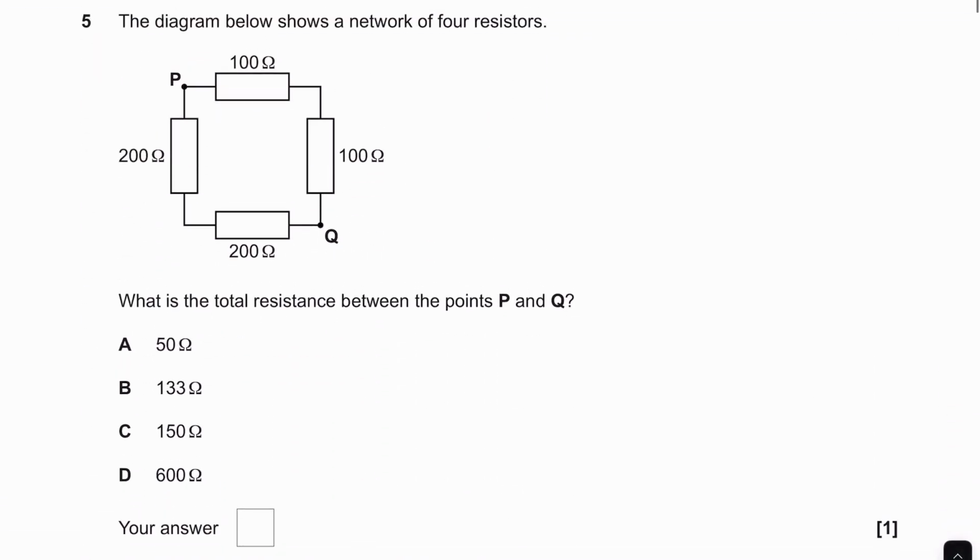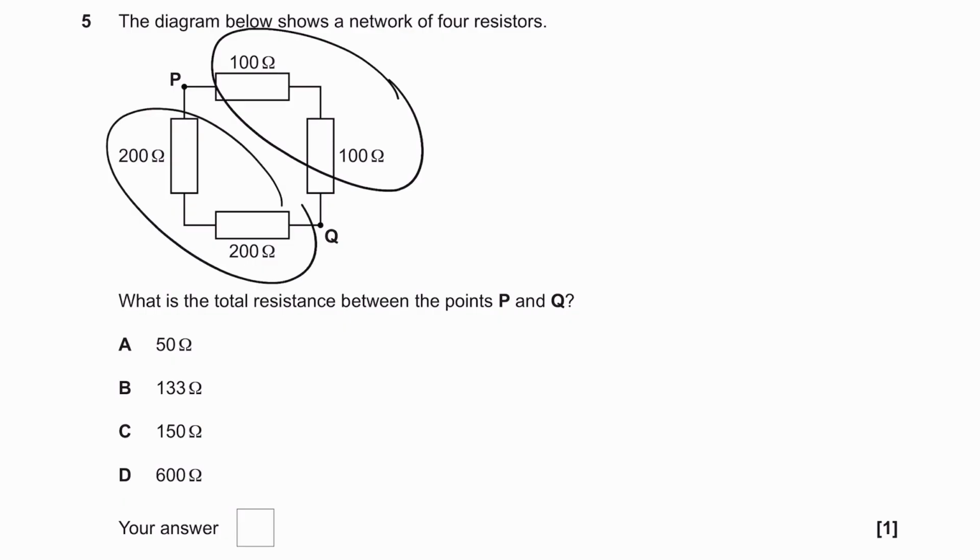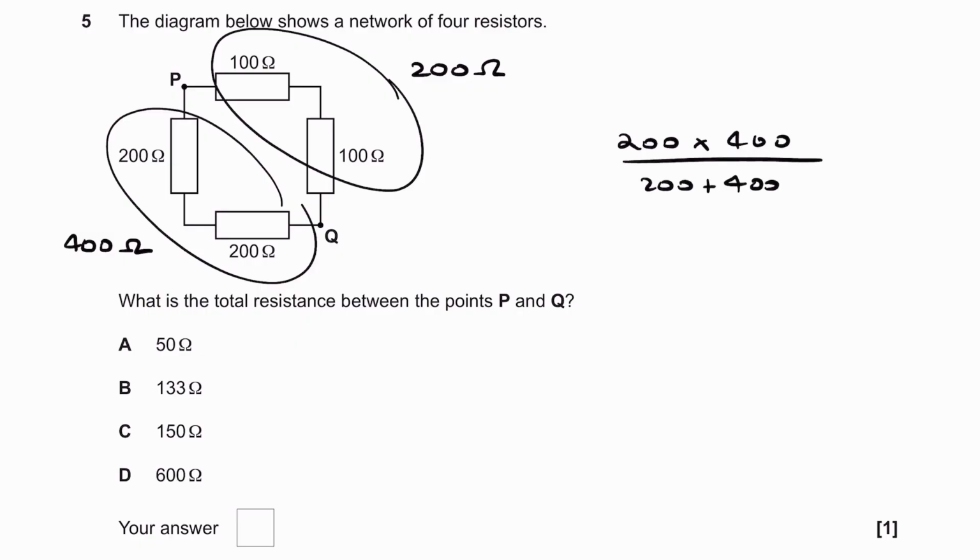Question number 5. We've got the diagram below which shows a network of 4 resistors. And here we've got 2 resistors in series and another 2 resistors in series again, and then the total is connected in parallel. We have 200 ohms of resistance as well as 400 ohms of resistance. What is the total resistance? That follows the formula of 200 times 400 over 200 plus 400, which gives me.